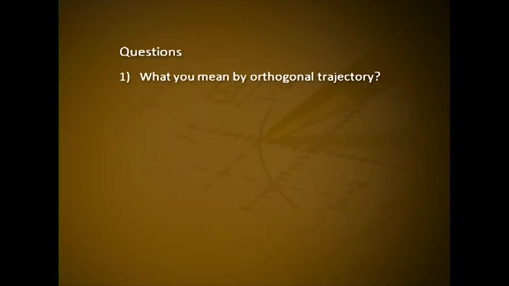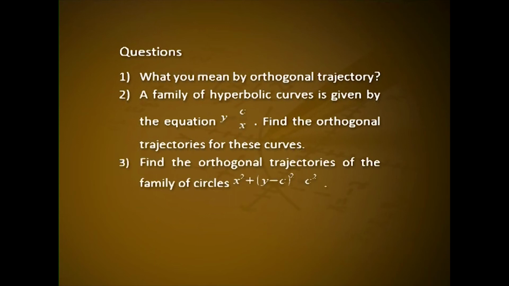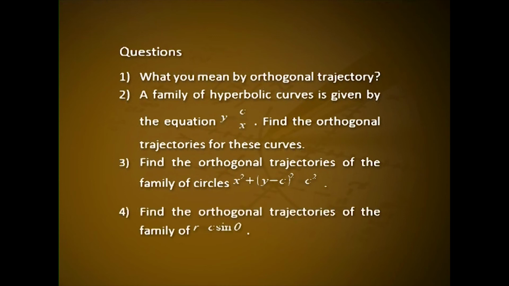Now, you can try to solve the questions given here. What do you mean by orthogonal trajectory? A family of hyperbolic curves is given by the equation y is equal to c by x. Find the orthogonal trajectories for these curves. Find the orthogonal trajectories of the family of circles x square plus y minus c whole square is equal to c square. Find the orthogonal trajectories of the family of r is equal to c sin theta.